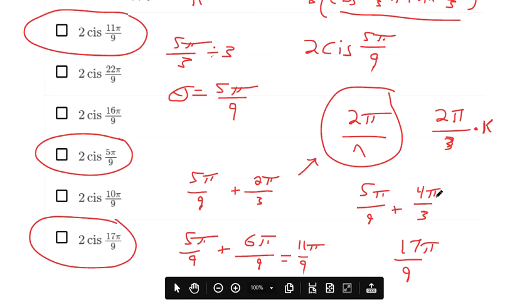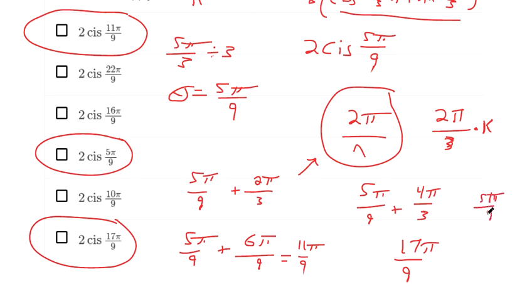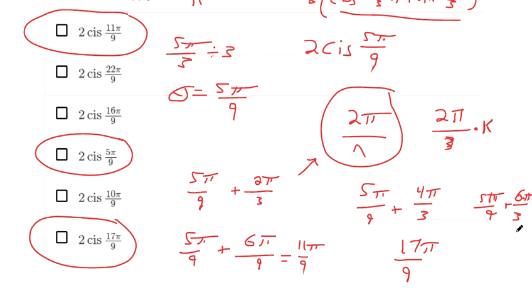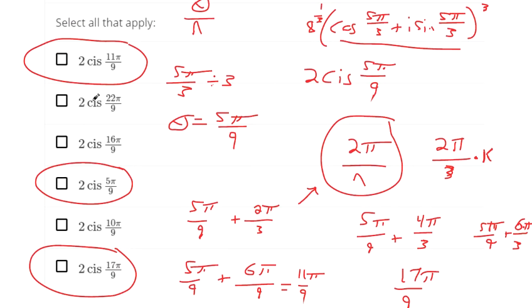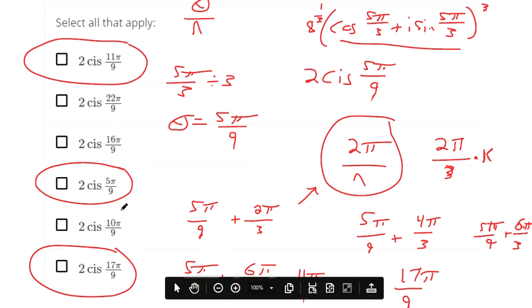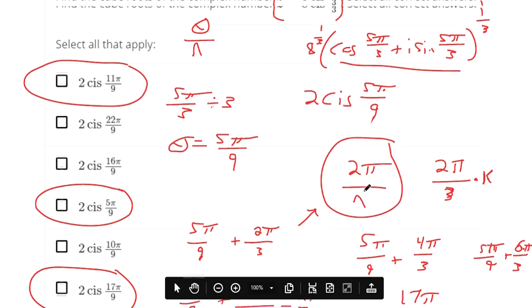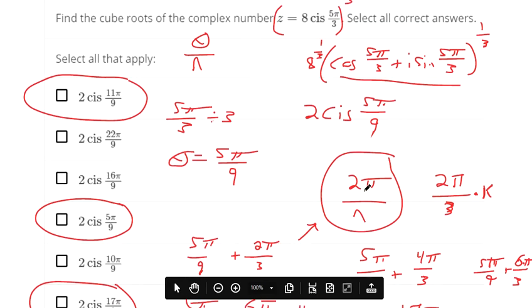That's an option. And then add another, do 5π/9 plus 6π/3, because I just keep multiplying by k equals 1, k equals 2. Now I'm on k equals 3. So that's 18π/9, which gives us 23π/9. Looks like that's not an option. So that's probably it then, because we've used this rule for finding cube roots of a complex number.